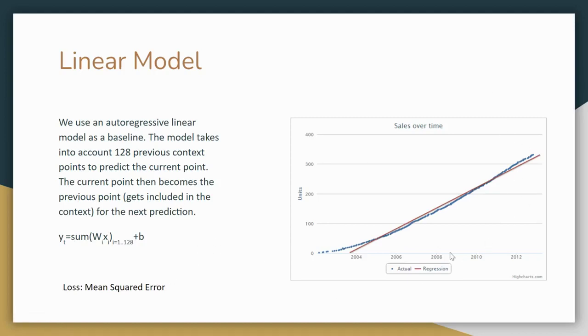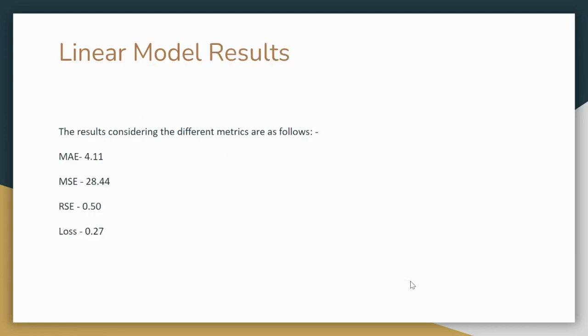So the graph over here basically shows the output for a linear regression model of sales over time, whereas sales is represented vertically and time is represented horizontally. So this is the linear model which we are using, and the results are as follows. The mean absolute error is 4.11, the mean square error is 28.44, the root square error is 0.50, and the loss is 0.27.